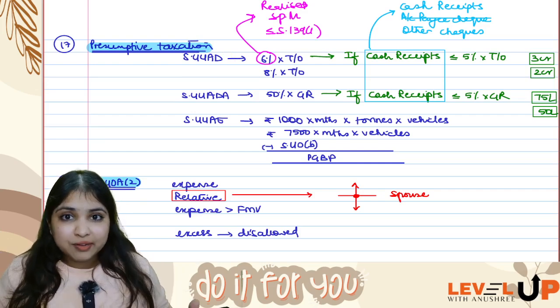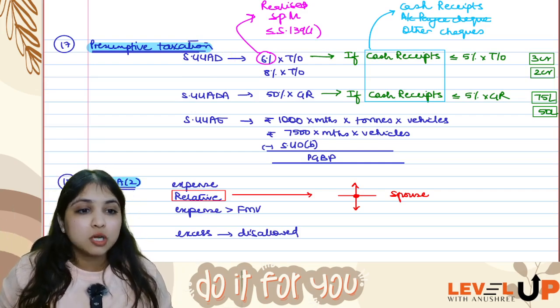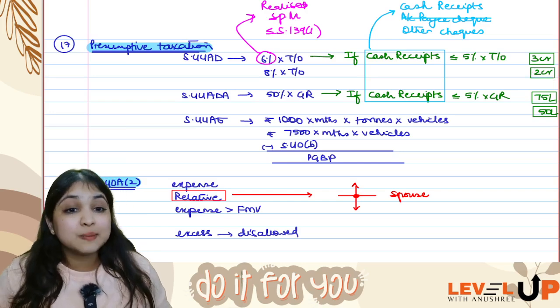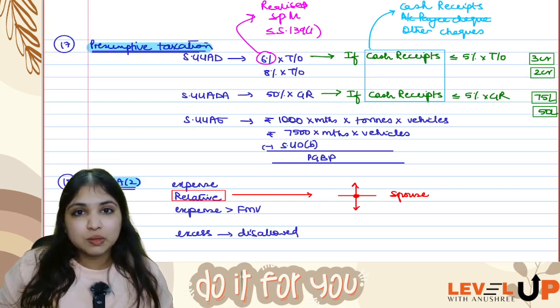44AD will not apply to every assessee. It will apply to only those assessees whose turnover is within 2 crore. But if cash receipts are within 5% of the turnover, then the limit will be 3 crore.